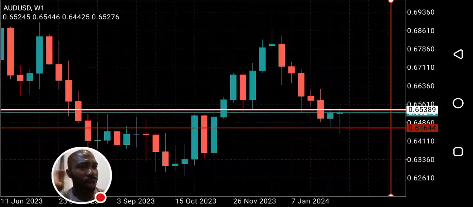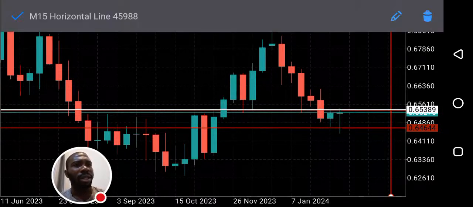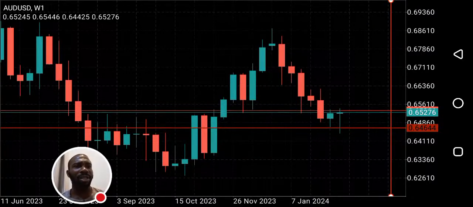Now, what should we take notice of on this chart? You can see the pattern we have on the weekly time frame is a bullish reversal pattern, right? It's a bullish reversal pattern.